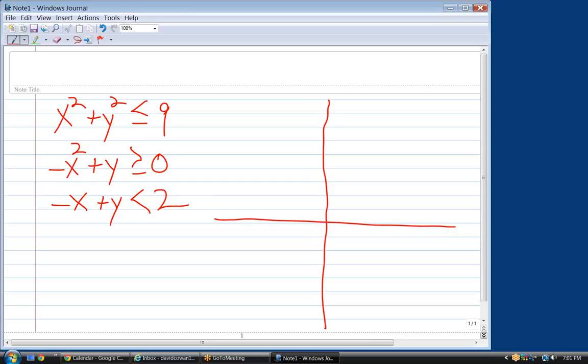What's the first one the equation of? A circle, of radius 3. Okay, so I'll use the grid I have here. So that's the equation of the first thing, and less than 9 means inside the circumference of the circle.